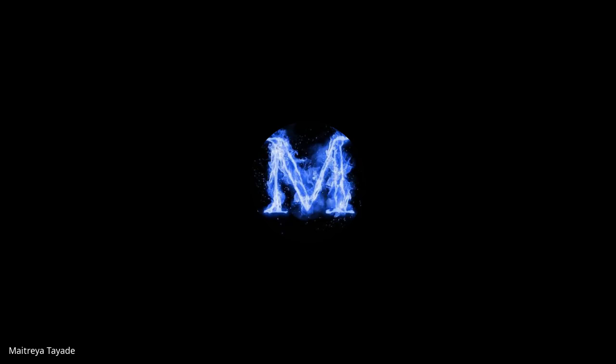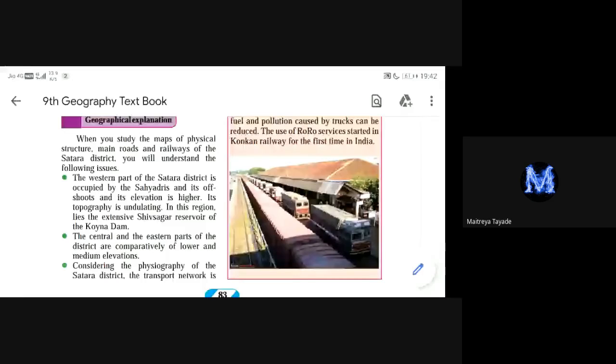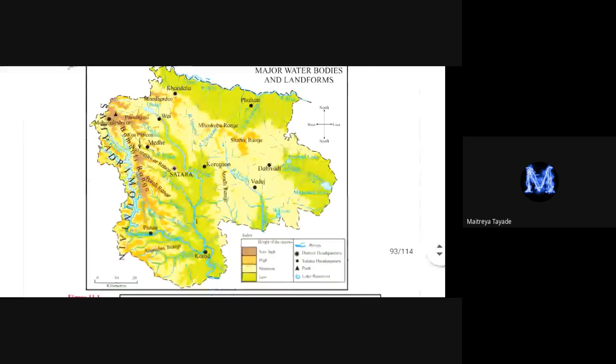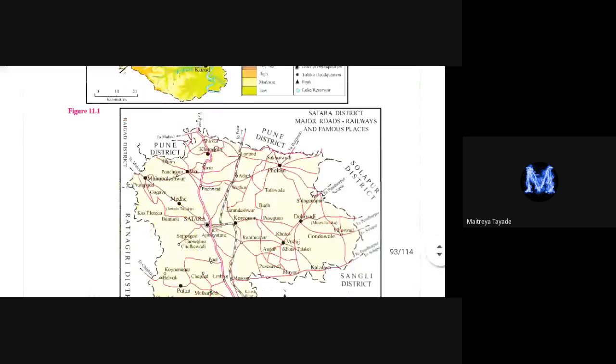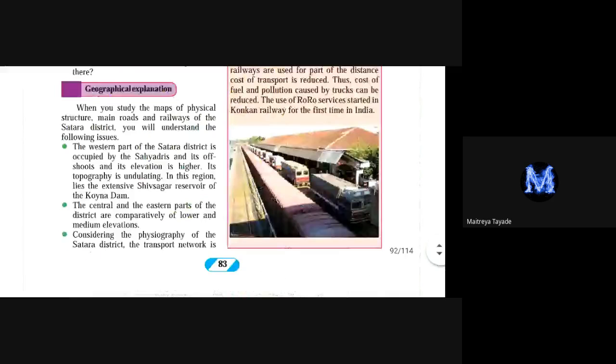Now let's see the geographical explanations. When you study the map of physical structure, main roads and railways of the Satara district, you will understand the following issues. As you have seen these two maps, physiography and the transportation route map, you will realize that the western part of the Satara district is occupied by Sayadri and its offshoots, and its elevation is higher. At the west part there is the Sayadri range, the Sayadri mountains.